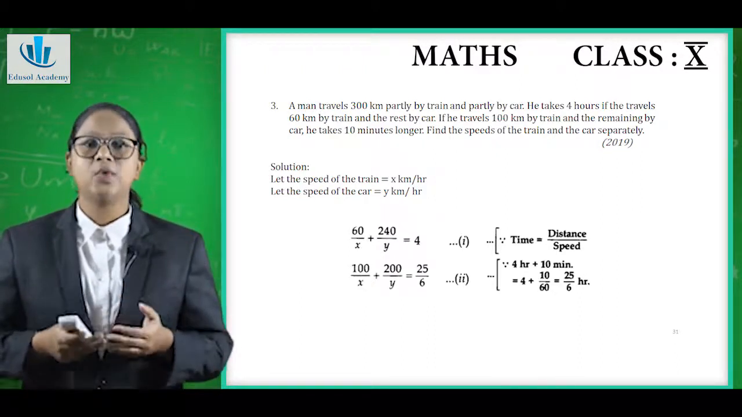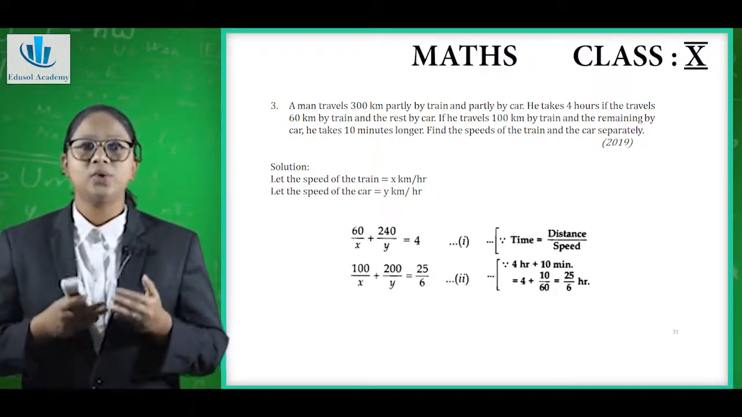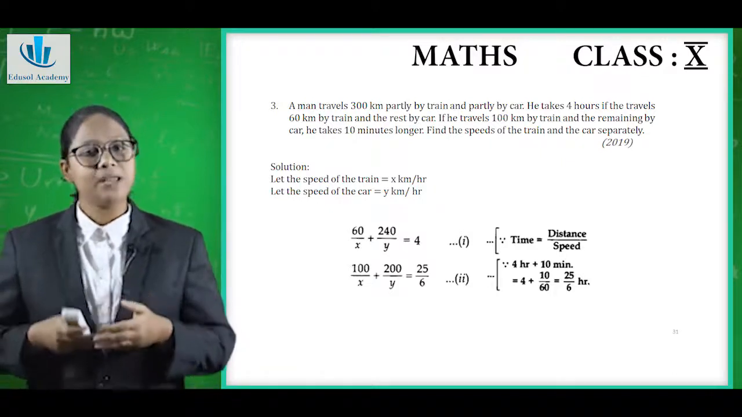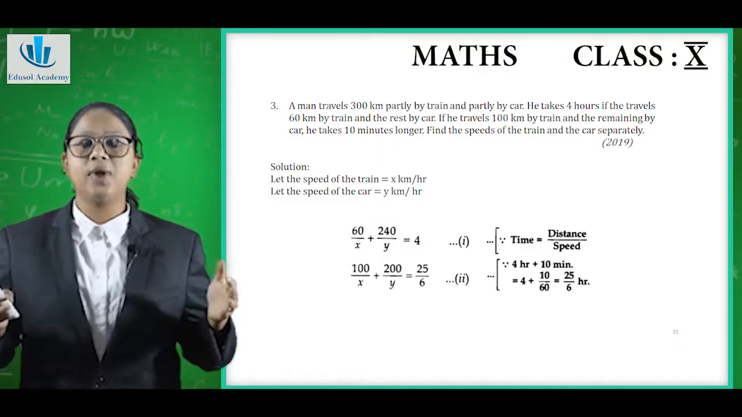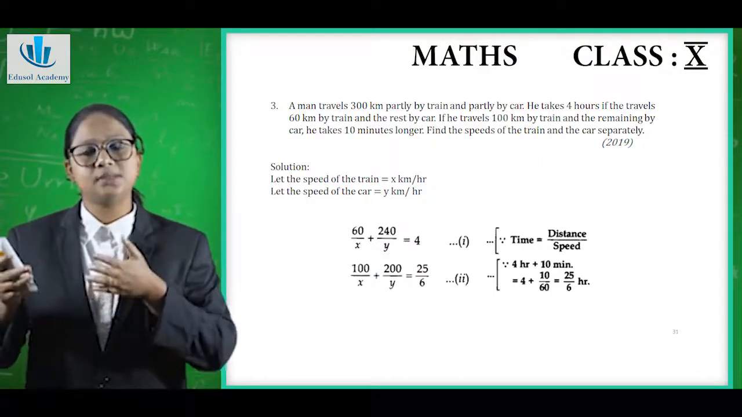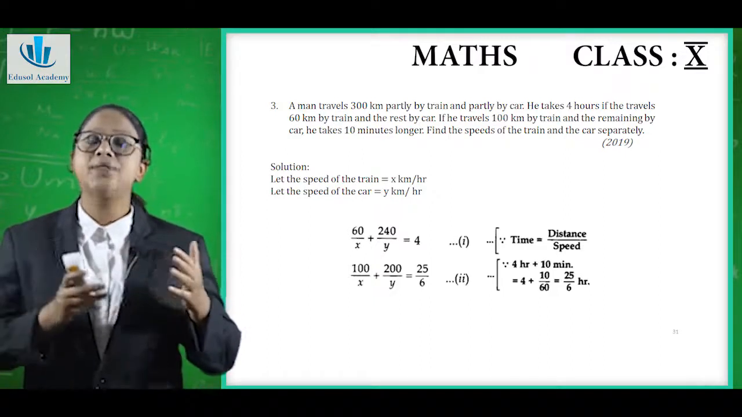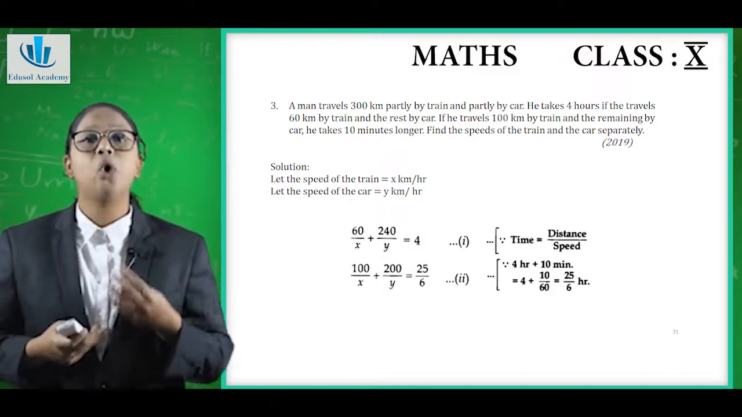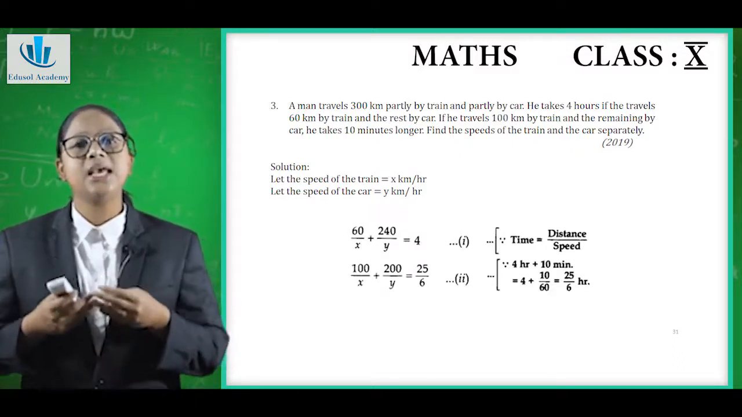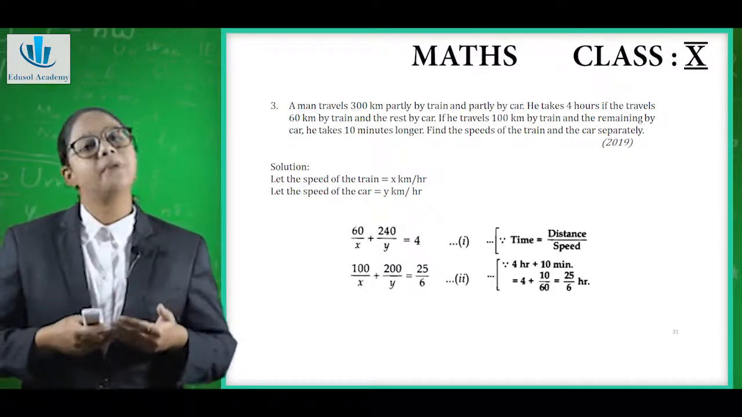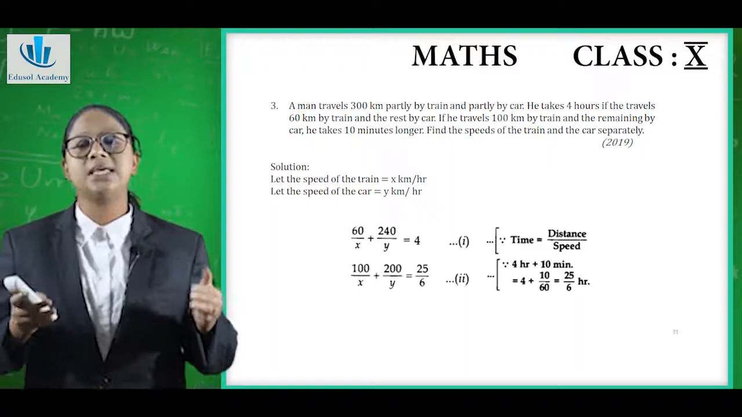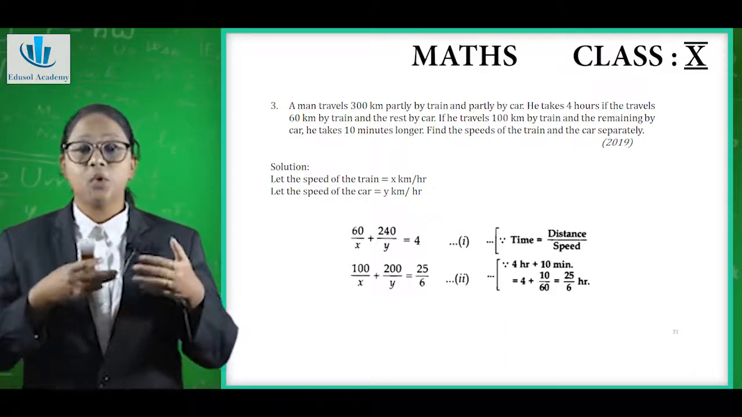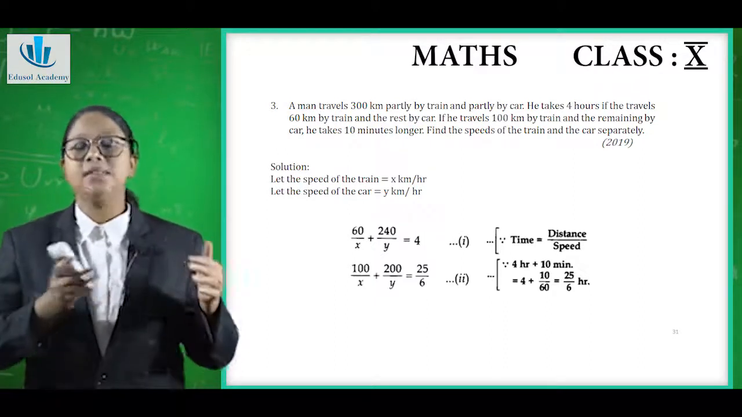Now let's break the question into parts. So the first sentence states that a man is traveling 300 kilometer partly by train and by car. So let this be 300. In that, some distance is being traveled by train and the remaining is done by car. And in the first case, he takes 4 hours if he travels 60 kilometer by train and the remaining by car. So for the total journey, he is taking 4 hours. If he is traveling 60 using train, what is the remaining? Total minus 60, that by car.